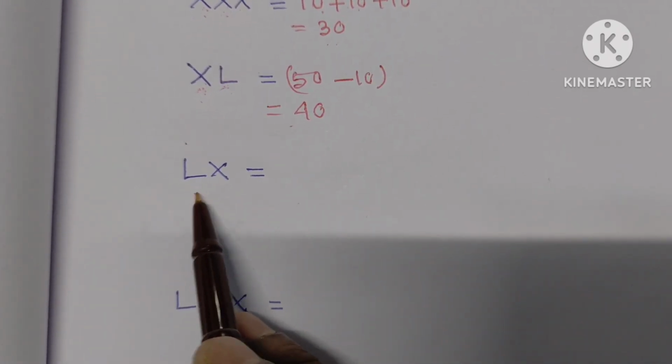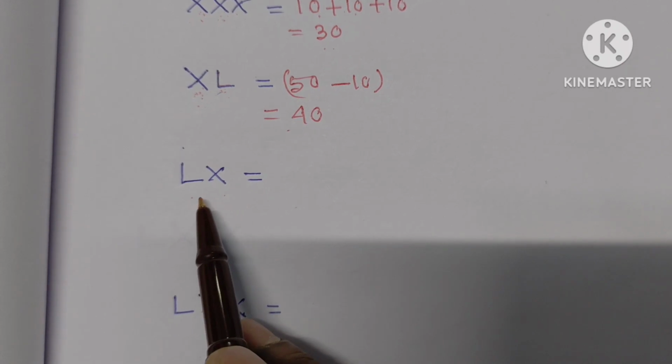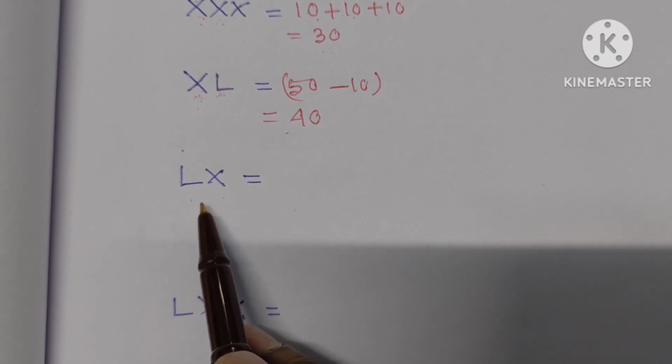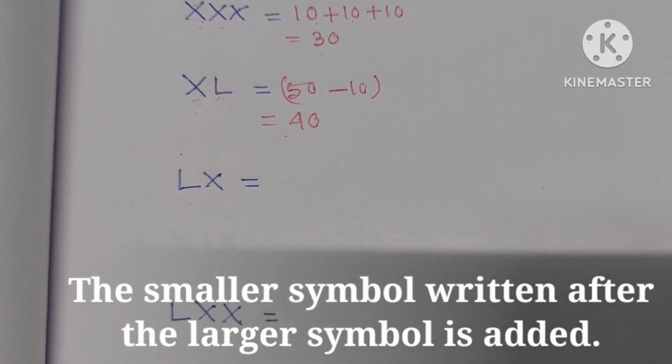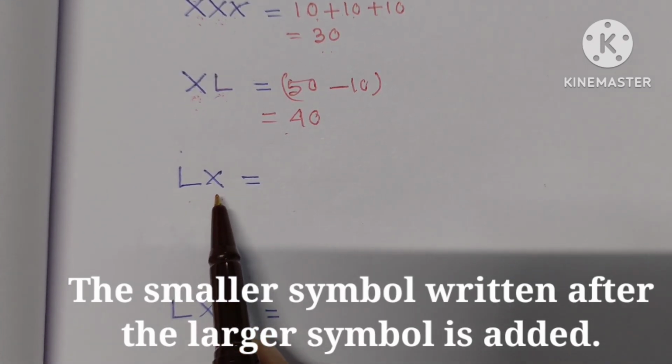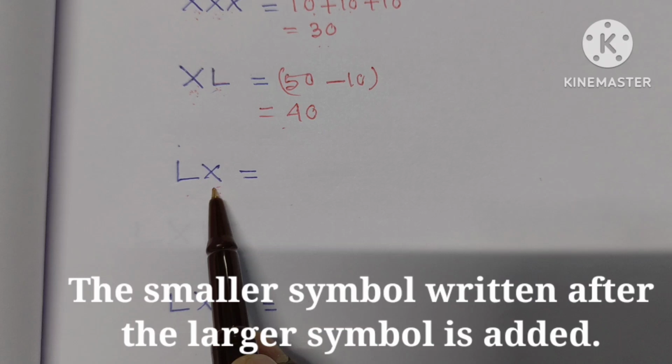Next one, LX. We know that the smaller symbol written after the larger symbol is added.